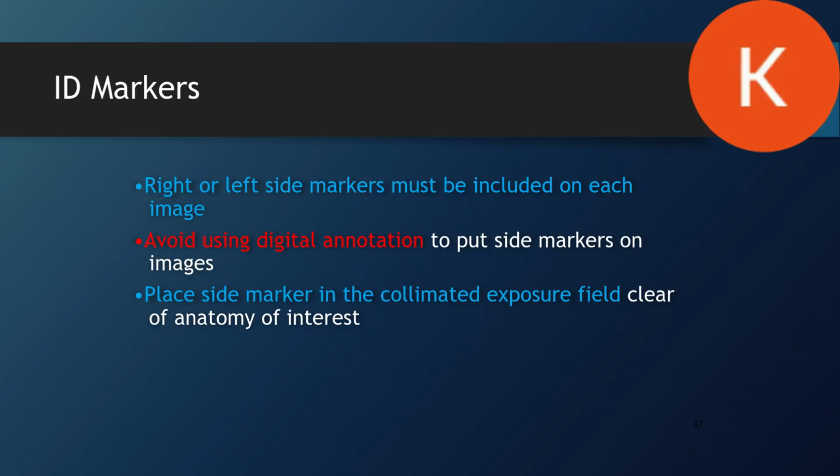Identification markers are a very important aspect of producing any optimal diagnostic image. Right and left side markers must be included on each image. Avoid using digital annotation to put right side markers on images. Place side markers in the collimated exposure field, clear of the anatomy of interest. Remember how we mentioned in our lab that we will teach you how to place the markers so that they are not in the anatomy of interest, but they are there, because we do need markers for each image that we produce.